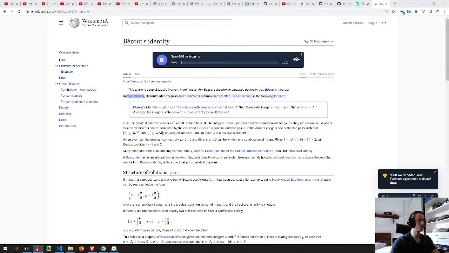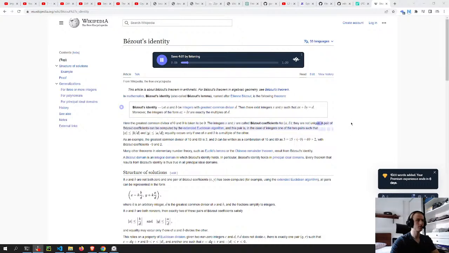Bézout's identity. In mathematics, Bézout's identity, also called Bézout's lemma, named after Étienne Bézout, is the following theorem. Let a and b be integers with greatest common divisor d. Then there exist integers x and y such that ax plus by equals d. Moreover, the integers of the form az plus bt are exactly the multiples of d. Here the greatest common divisor of 0 and 0 is taken to be 0. The integers x and y are called Bézout coefficients for a, b.